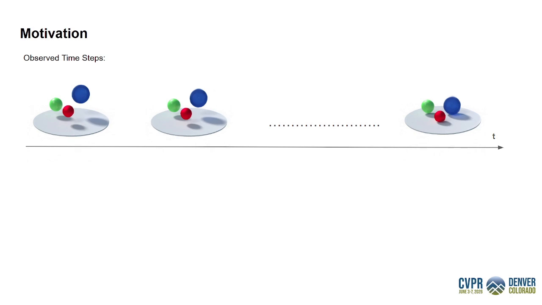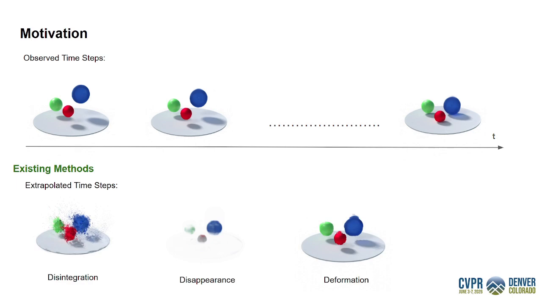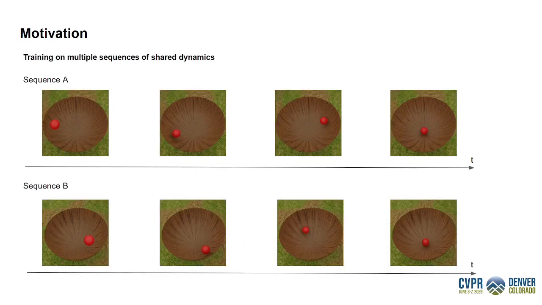Number one, previous scene reconstruction methods are constrained within the observed time steps and fail to extrapolate beyond what they see during training. For example, here we are given a scene of bouncing balls. Now, the previous methods would be able to reconstruct the scene within the observed time steps, but when they're asked to extrapolate, we observe disintegration of the scene, disappearance of the scene, or deformation of the scene.